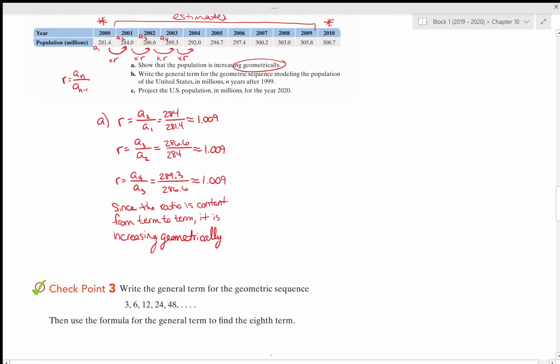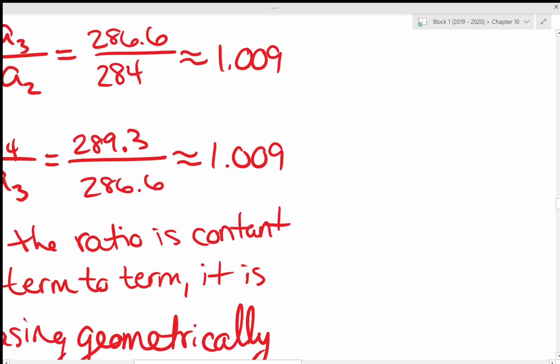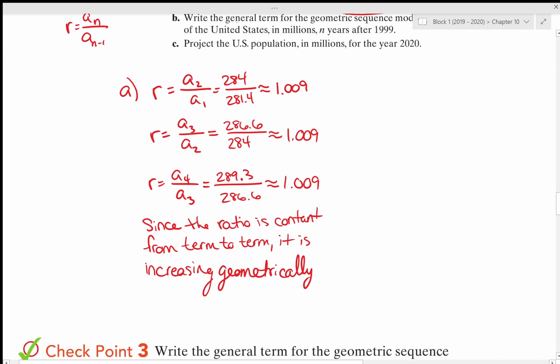Now think about this like, remember with exponential we did our compound interest, right? So think about this as that 1 is like 100% of what you already have. So it's growing exponentially by about 100.9%. So about 0.9% of growth every year, it's estimating. You don't really need to know that. It's just something to tie it to what we've already learned. So that proves it's growing geometrically.